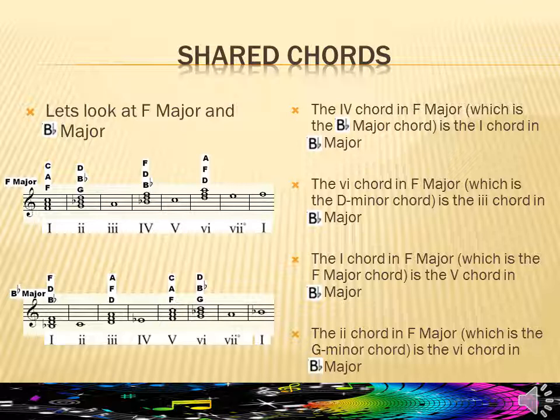The 4 chord in F major, which is the B flat major chord, is the 1 chord in B flat major. The 6 chord in F major, which is the D minor chord, is the 3 chord in B flat major. The 1 chord in F major, which is the F major chord, is the 5 chord in B flat major. The 2 chord in F major, which is the G minor chord, is the 6 chord in B flat major.